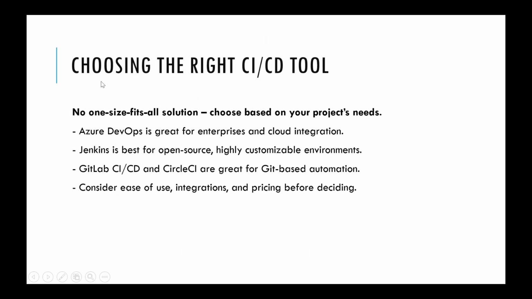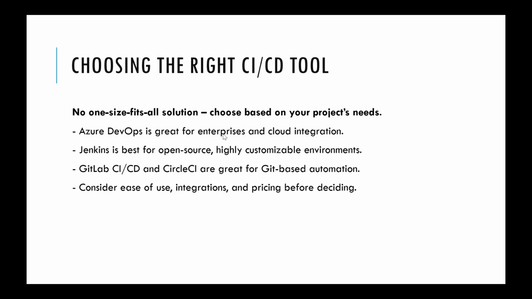Okay, now let's see what are the parameters you can choose. Based on that, you can decide what is the right CI/CD tool for you. Okay, Azure DevOps is great for enterprises and cloud integration. Jenkins is best for open source, highly customizable environments. Like I already said, if you have enterprise level integration, or if you need your application to be highly integrated with cloud, you can always go for Azure DevOps.